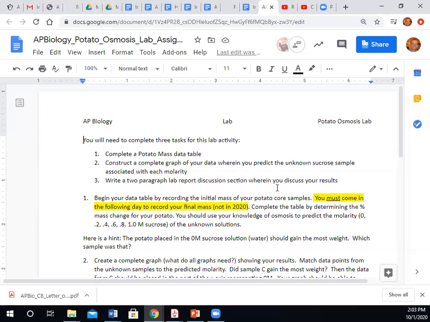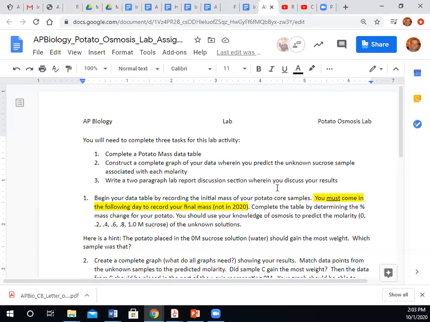I give you some pointers on how to consider graphing that, but essentially you're going to try to guess which of your data points is related to being 0, 0.2, 0.4, 0.6, or 0.8 or 0.1. You should be able to infer that based on your knowledge of osmosis. Okay, so take a look at the instructions. We're going to work on this virtually for the rest of the class.